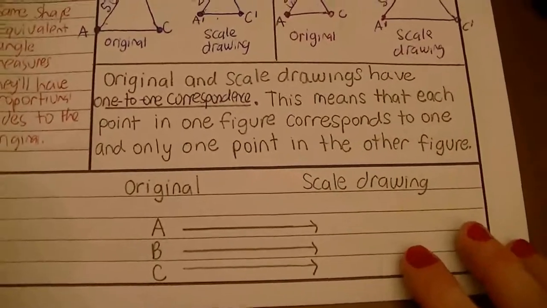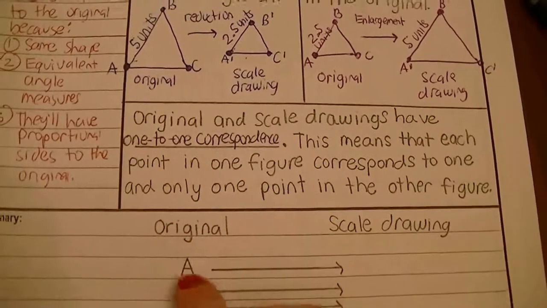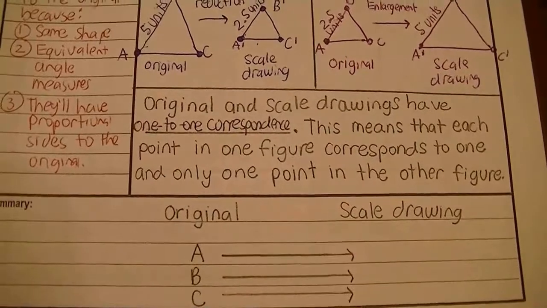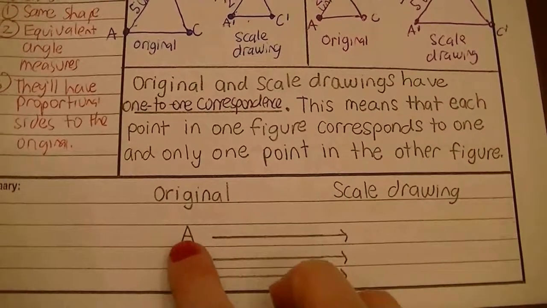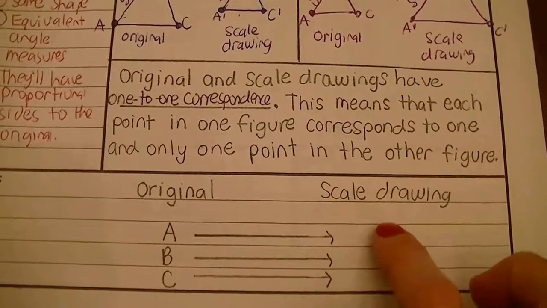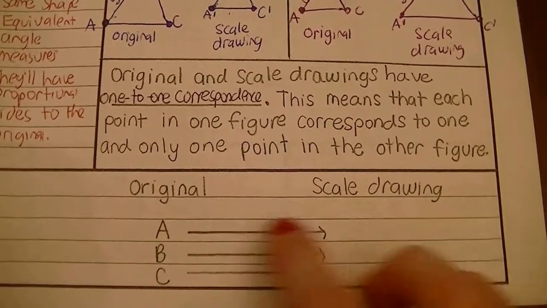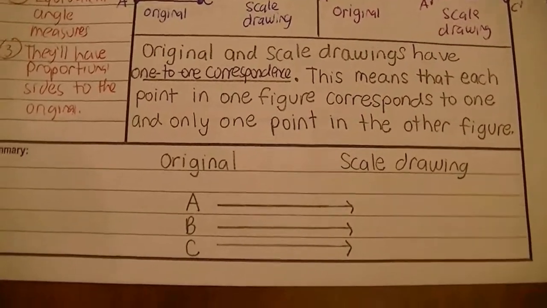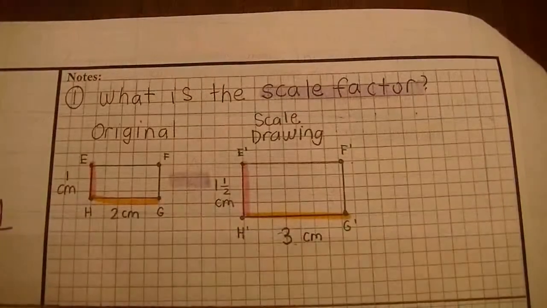All right, so right down here for your summary, you'll notice that we label the original with typically A, B, and C, or whatever variables that they want to use. How would you label a point in the original, A? How would you label its scale drawing, okay? What do you do to that A to make it be represented within the scale drawing? Go ahead and do that.